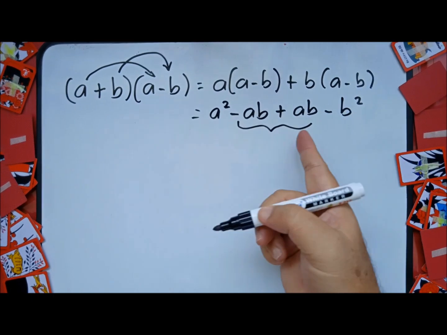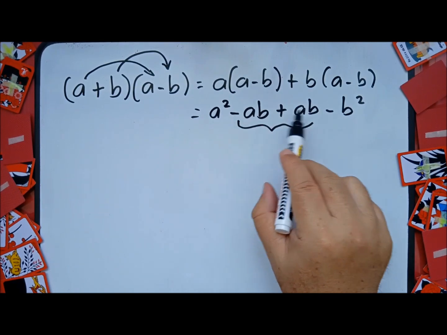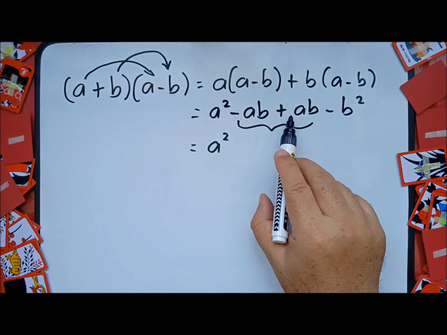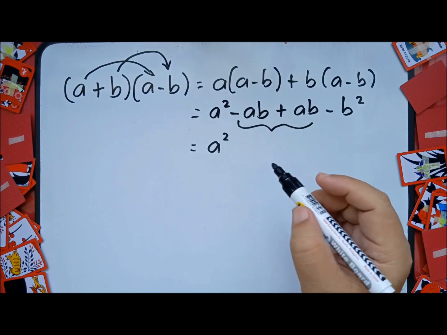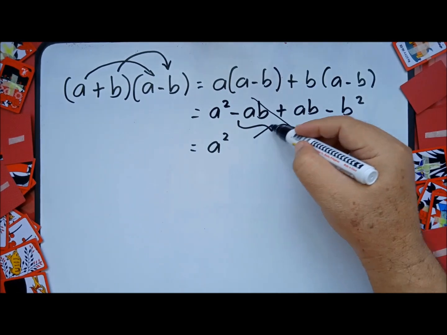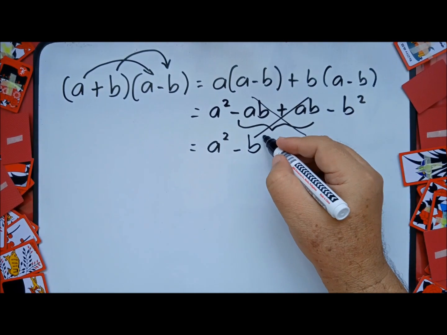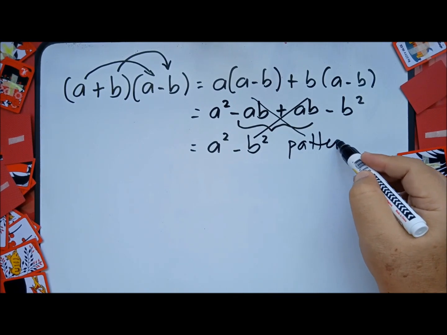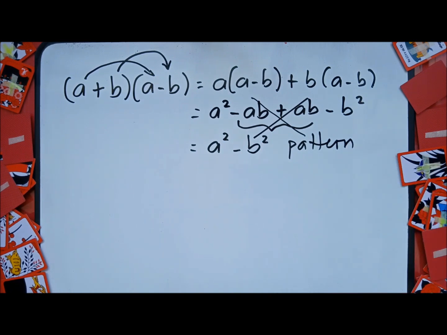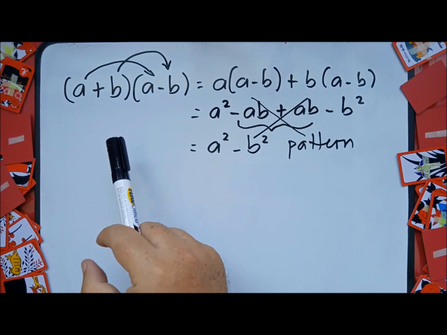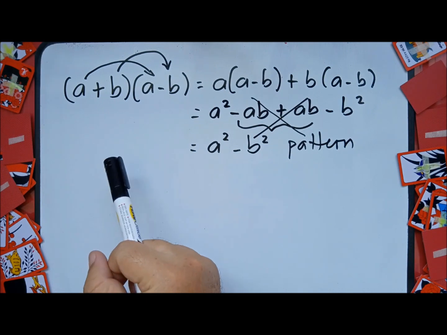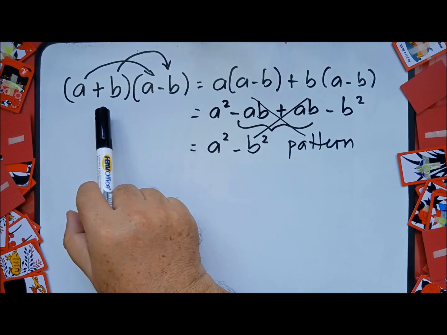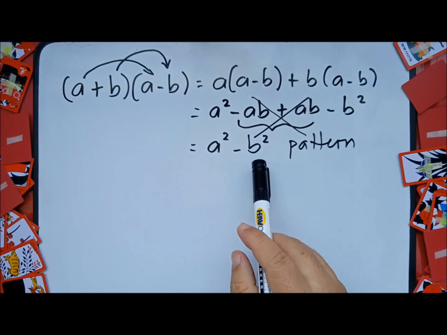Okay. Combine like terms. They have the same variables, same exponents. So this will become what? Negative 1 plus 1. Different sign, subtract. So 1 minus 1, 0. This will become 0. So what will remain is A squared minus B squared. So this will be our pattern. Once you find factors of polynomials like this, same first term, same second term, opposite signs, then this will be your pattern.